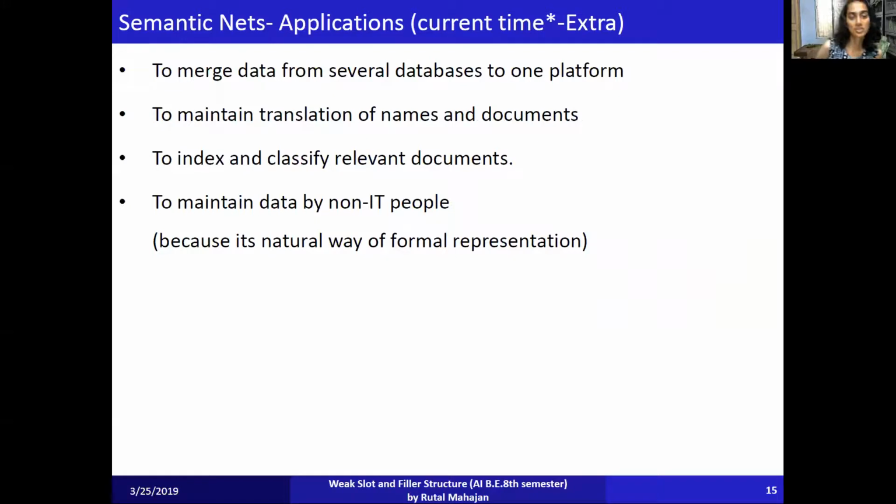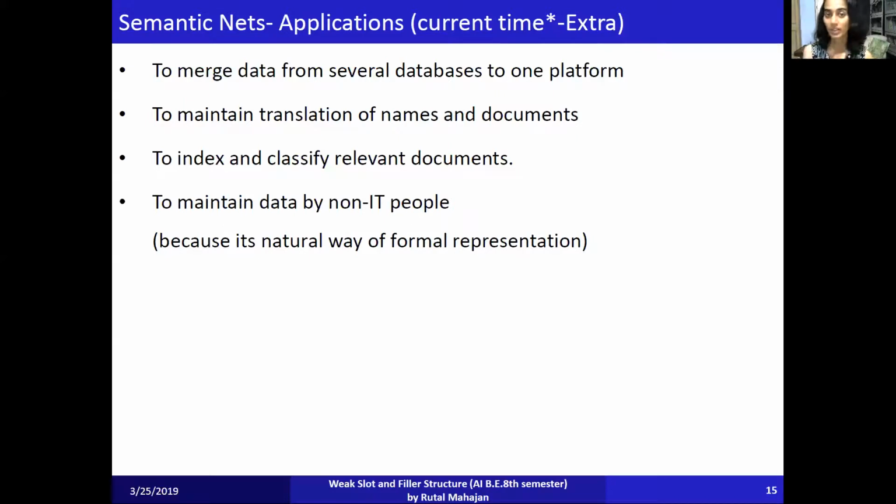What are the applications we can see at the current time? To merge data from several databases into one platform, to maintain translation of names and documents, to index and classify relevant documents, and to maintain data by non-IT people because it is a natural way of formal representation. Now just concentrate on the first three applications, like merging data from several databases. Databases contain attribute value pairs.